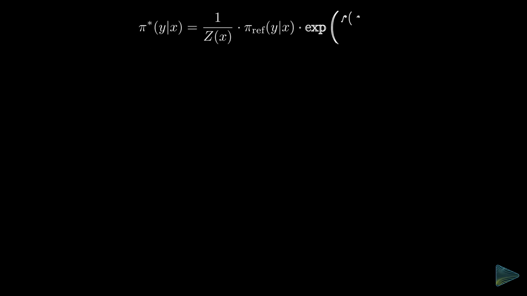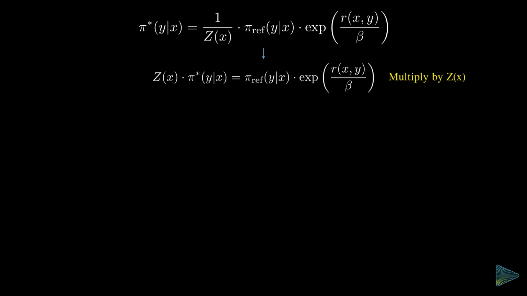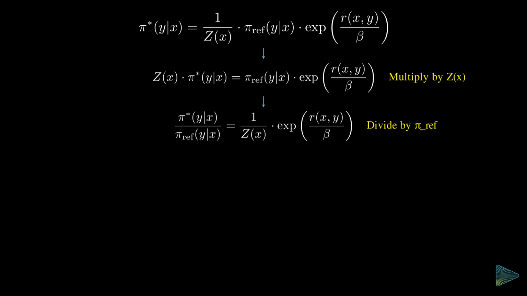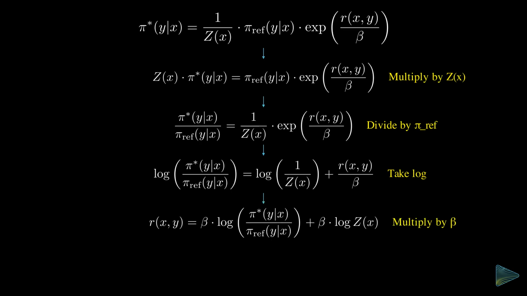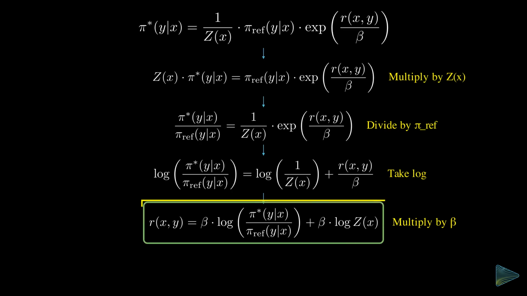Here's DPO's key innovation. We can rearrange this formula to express the reward in terms of the policy. Starting with the optimal policy formula, we multiply both sides by z of x. Then we divide by pi reference. Then we take the log of both sides. Finally, we multiply by beta to isolate r. The result is reward equals beta times log of pi over pi reference plus beta times log z of x. This rearrangement is the foundation of DPO's elegance.